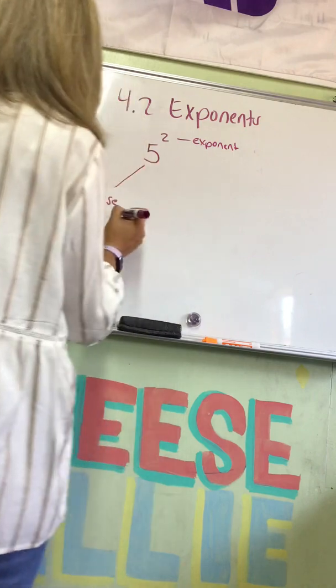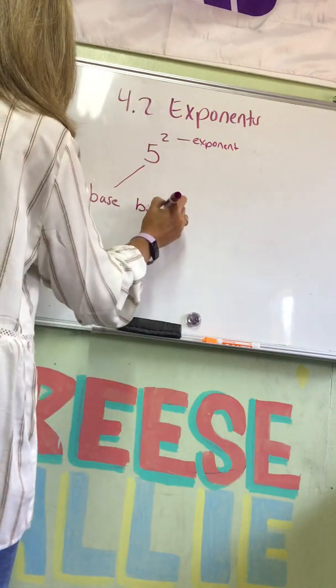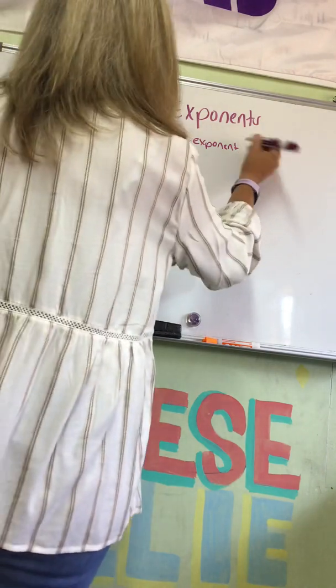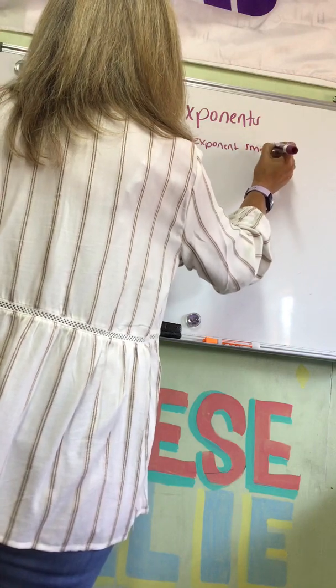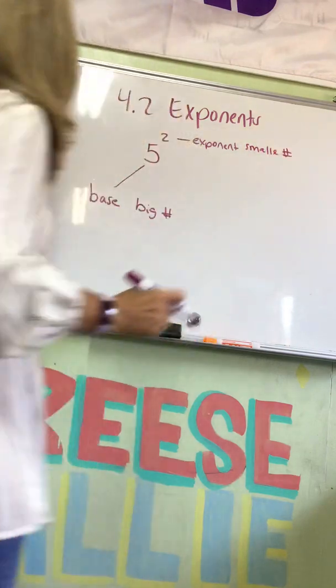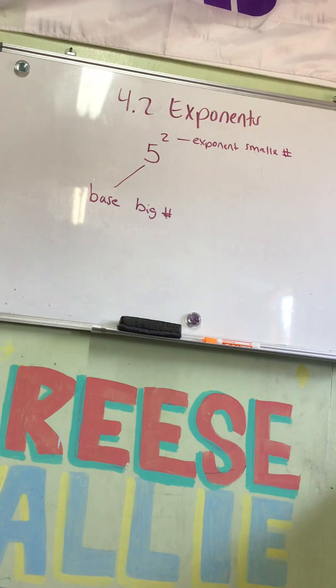So the base, big number. Exponent, small number. Now, the misconception or the problem I see with most students is they tend to want to multiply these, and there is a multiplication process, but you're not multiplying those two numbers. The base is the big number you're going to repeat or use. It is the number that you are going to be computing.